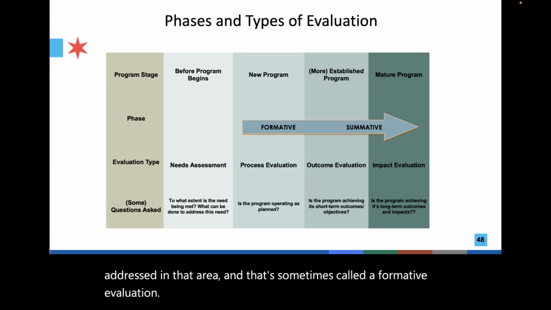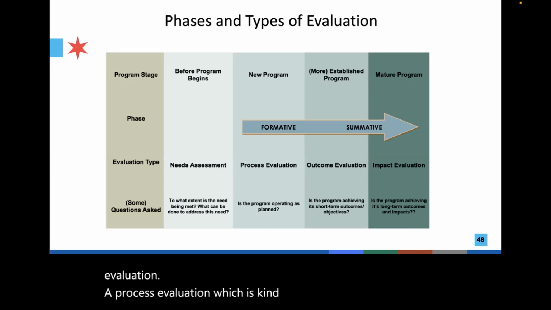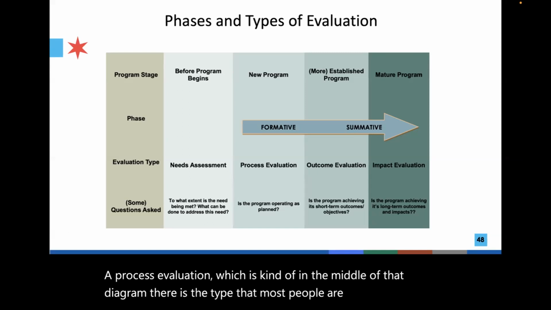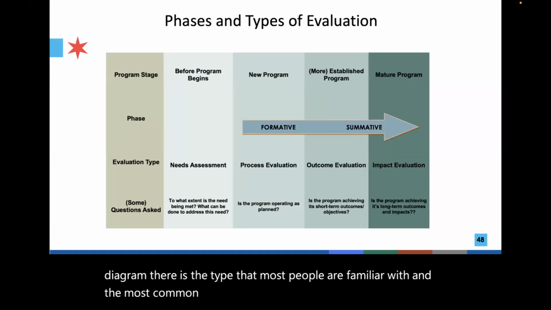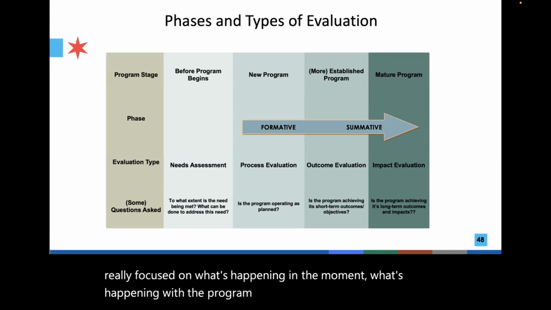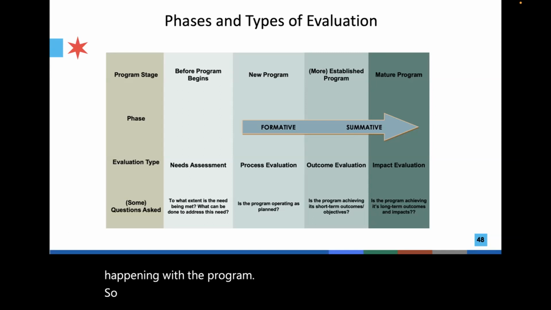A process evaluation, which is kind of in the middle of that diagram there, is the type that most people are familiar with and the most common, especially with funding opportunities. That's really focused on what's happening in the moment, what's happening with the program. And so sometimes that's referred to as monitoring or tracking.